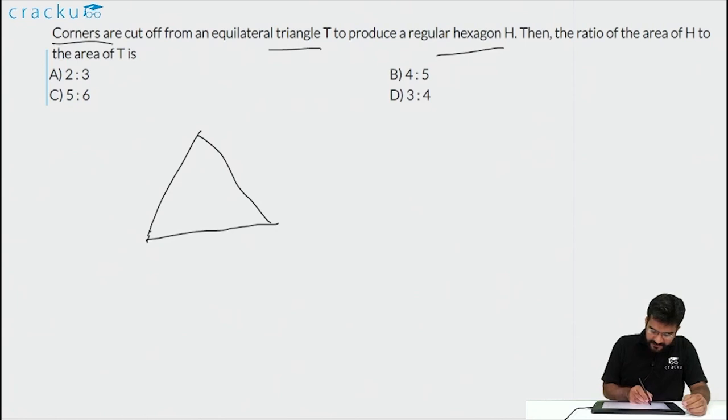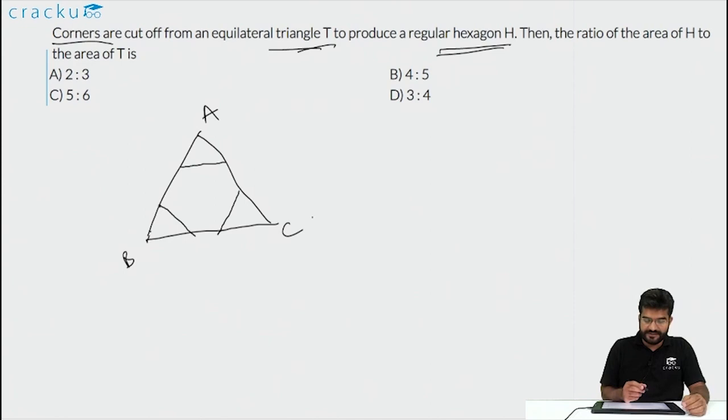Now the corners are cut off from the triangle to form a regular hexagon. So suppose this is the hexagon that is formed. Now we are required to find out the ratio of the area of the hexagon to the area of the equilateral triangle, the original equilateral triangle. Let us assume that each side of the hexagon is A.